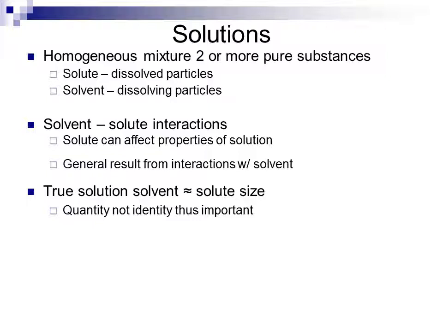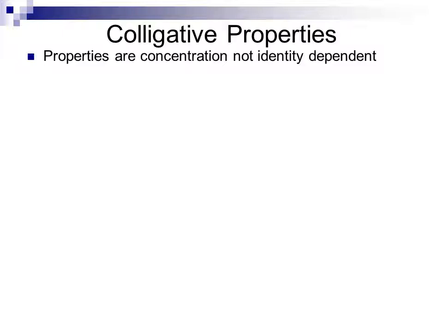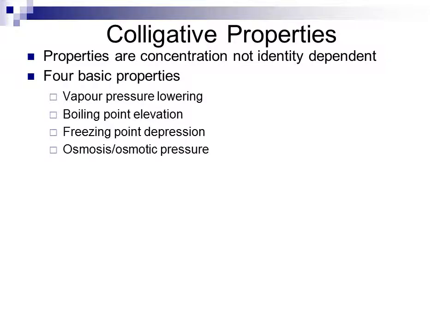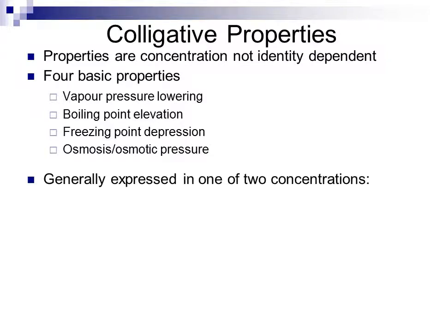Thus, it's the quantity that is important and not the identity. The properties like this, which are dependent upon quantity and not identity, are referred to as colligative properties. Now, colligative properties are properties that are concentration dependent, not identity dependent. There are four basic colligative properties which exist in solutions: vapor pressure lowering, boiling point elevation, freezing point depression, and osmosis or osmotic pressure. Generally, we express colligative properties in one of two concentrations.